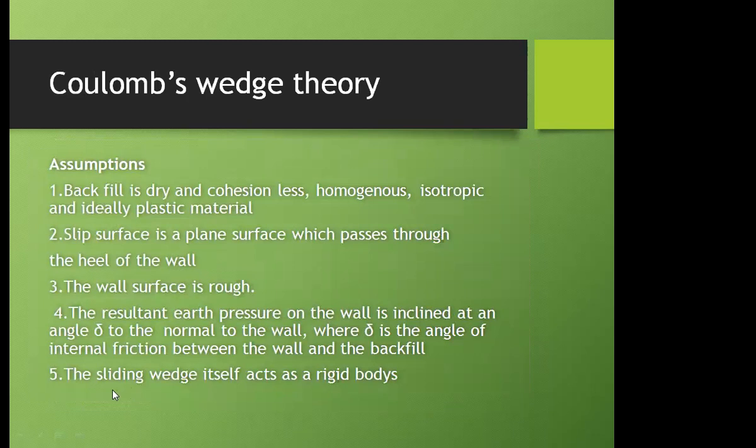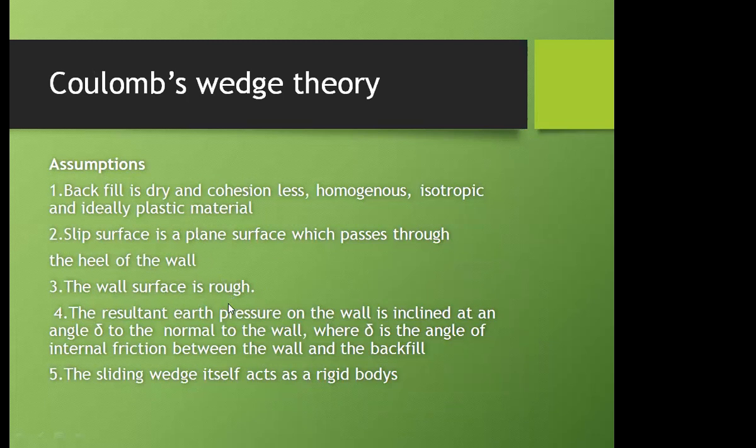The fourth assumption: the sliding wedge itself acts as a rigid body. You know very well what is meant by a rigid body. So the sliding wedge acts like a rigid body. It is just an assumption. So these are the assumptions of Coulomb's theory.